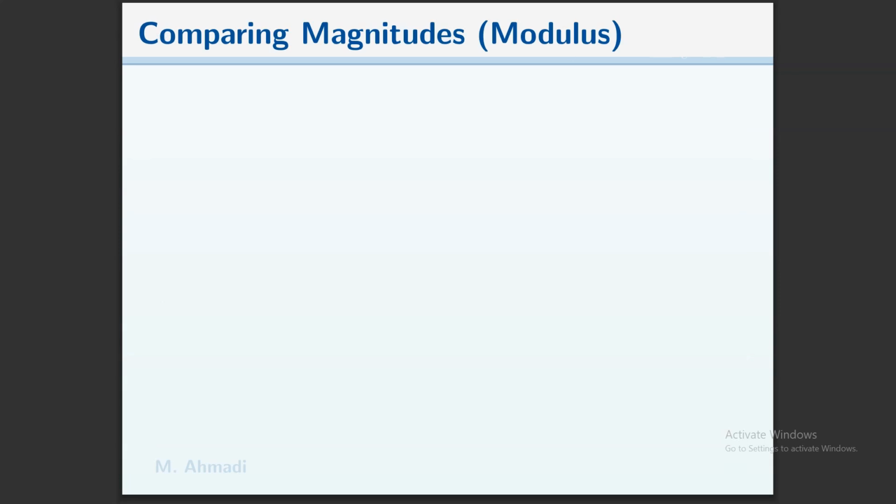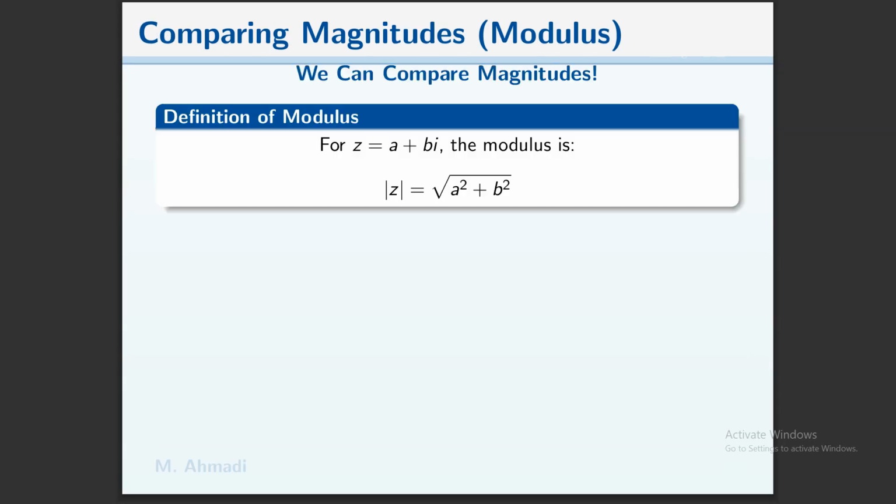We can compare magnitudes, or moduli. Definition of modulus: for z equals a plus bi, the modulus, or absolute value of z, equals the square root of a squared plus b squared.